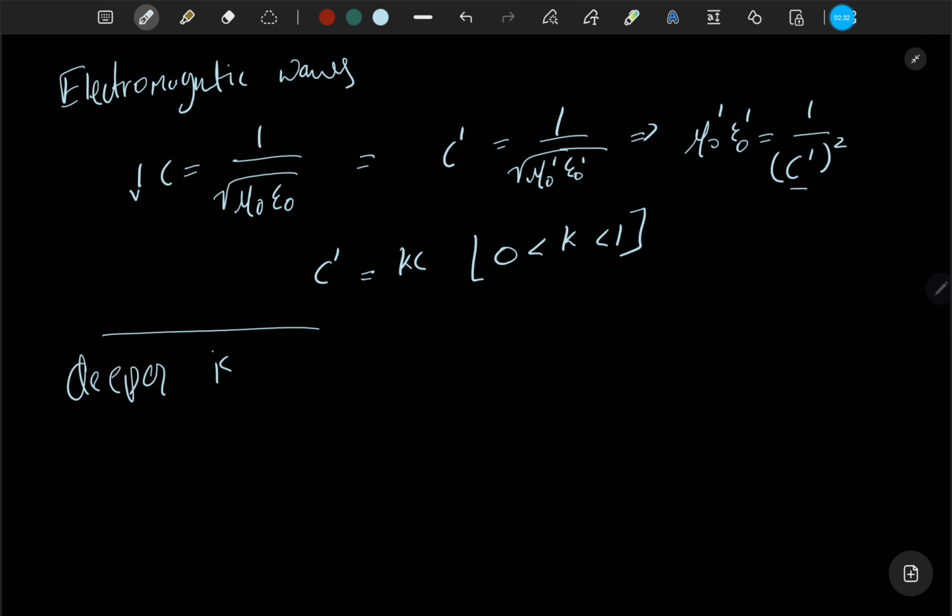The deeper issue: changing a dimensional constant like c is tricky because you can hide it by changing units. What's physically meaningful are dimensionless constants, especially the fine structure constant.